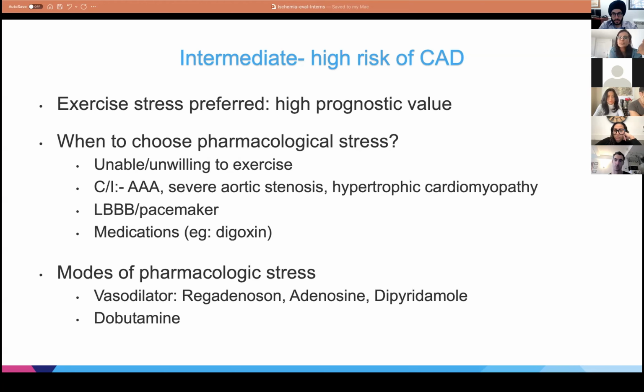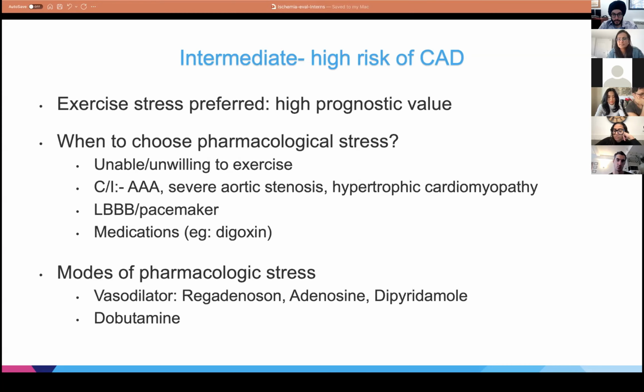So for somebody where you think, hey, I don't think this person can exercise to a good workload, is going to get tired after a little bit of time, or has some arthritis, or cannot exercise, those are the patients that you should send for a vasodilator stress test or pharmacologic stress test over just an exercise stress test, because it would be non-diagnostic and then it would be converted to a pharmacologic stress.